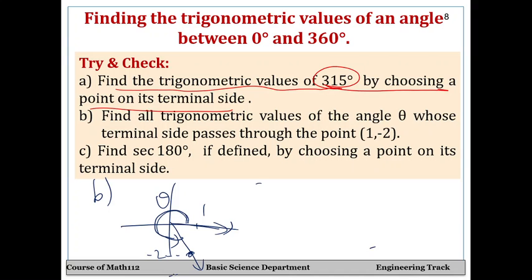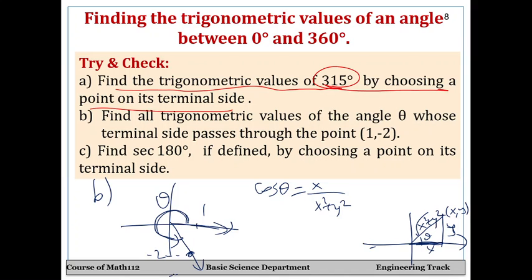Now, how can you find cosine theta here? If you don't remember the rule, you can use this one: the square root of x squared plus y squared. Cosine theta is the adjacent side divided by the hypotenuse. Then use 1 and -2 for x and y, and you'll get 1 over square root 5.